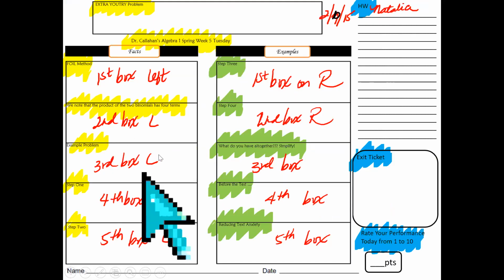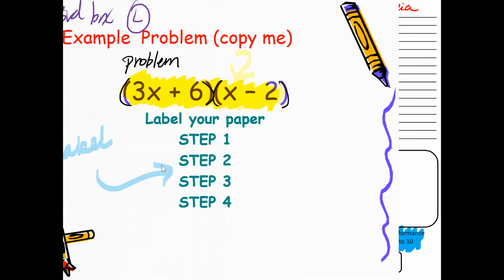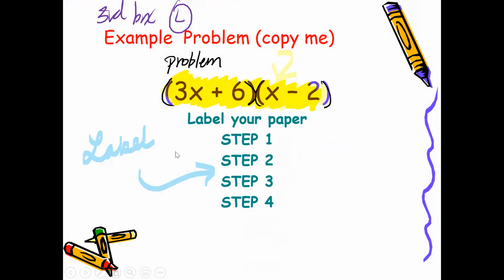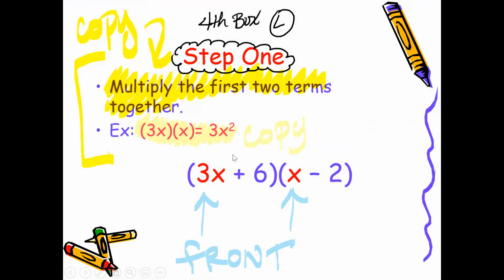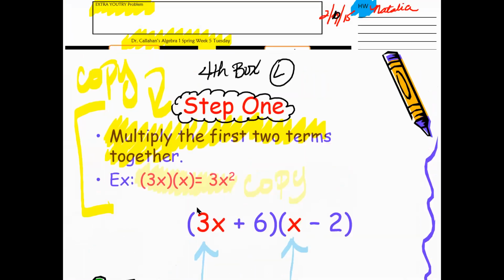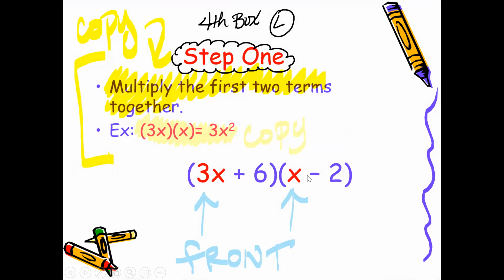Third box, let's go over an example problem. So copy this example down. You have 3x plus 6 in parentheses and x minus 2 in parentheses. And your next box is going to be for step 1. Step 1 is going to be F as in first, okay? First will be 3x times x. That is your first, and that's going to be 3x squared. So copy this part down.